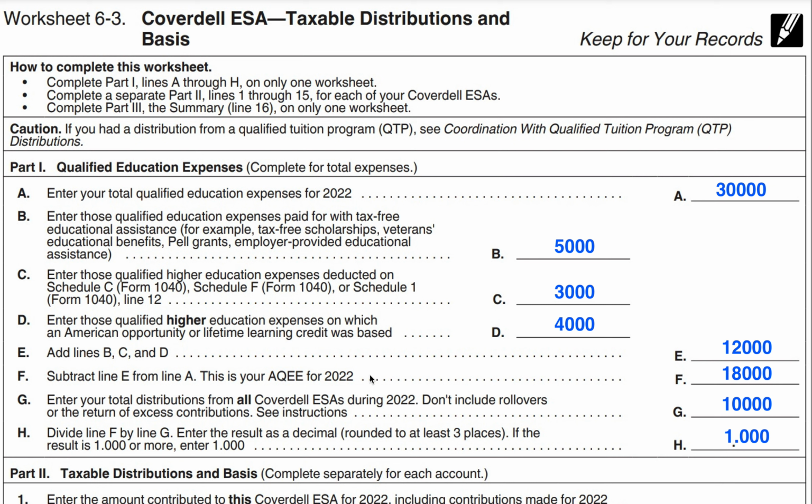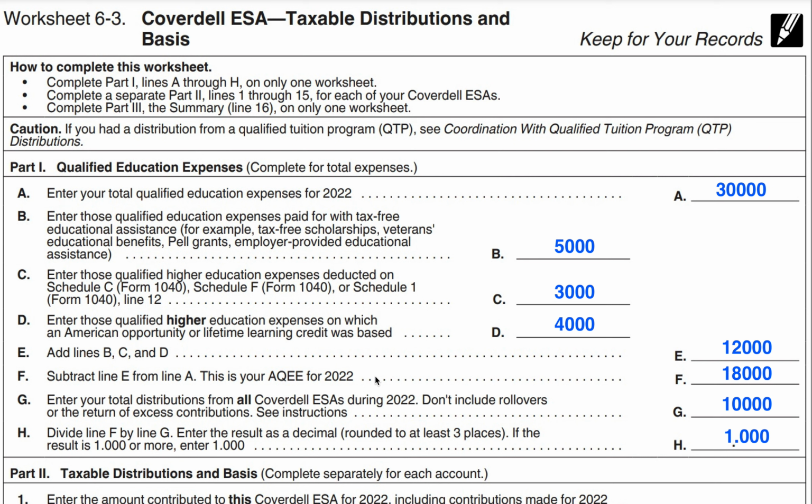predominantly because Coverdell ESAs came first under the tax code. So when 529 plans came out, they were introduced with larger annual contribution limits without reference to any income limitations, like adjusted gross income, and the account owners, usually parents or grandparents, have a little bit more control over the final disposition of the assets within the account. However, lots of taxpayers still have Coverdell ESAs, and they're using them to pay for their kids' education.